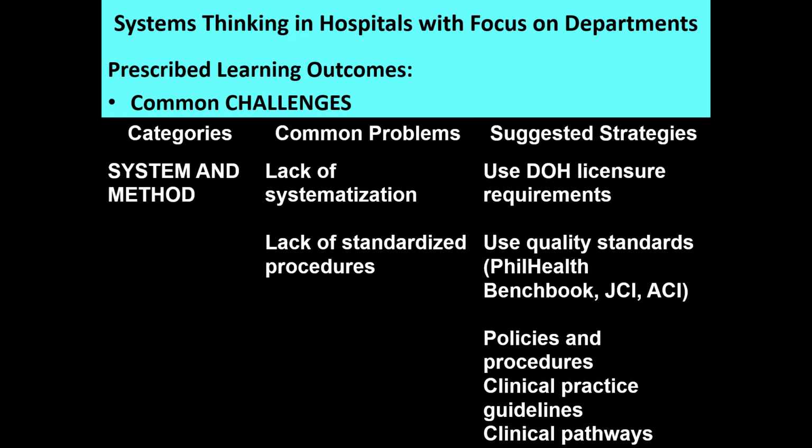So you can use the multi-sectoral, multi-professional committee meeting and interaction to promote this. Under the system and method category, common problems are lack of systematization in doing things, lack of standardized procedure. So there must be manuals. So you can use the DOH licensing requirements as a guide, use the quality standards also as a guide, such as we have the PhilHealth Benchbook for the Philippines.